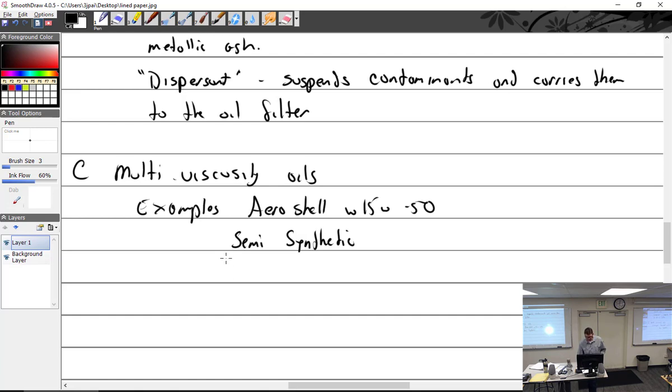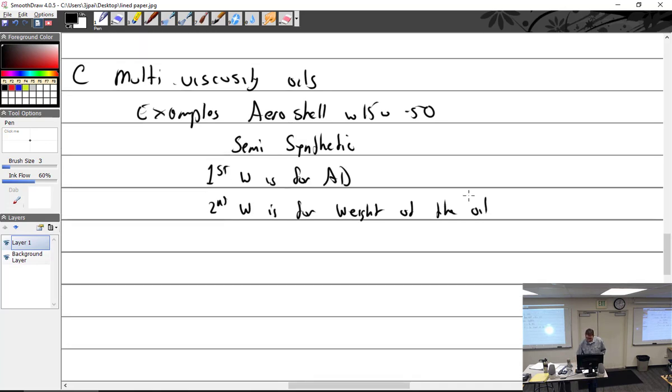Okay, here's what the two W's stand for. So I was wrong. The first W, glad I wrote it down. One W stands for AD. And we'll say the second or other W is for weight of the oil at 0 degrees F.